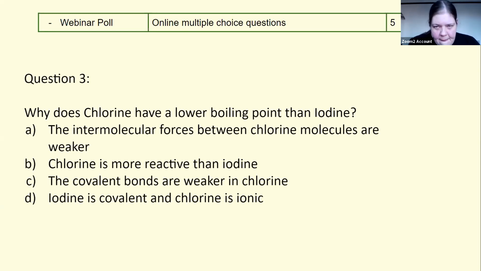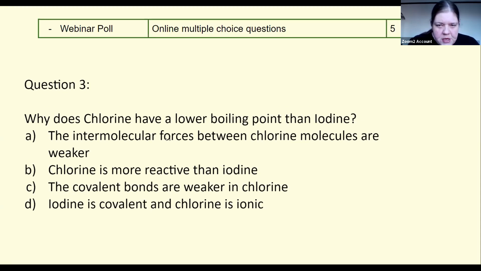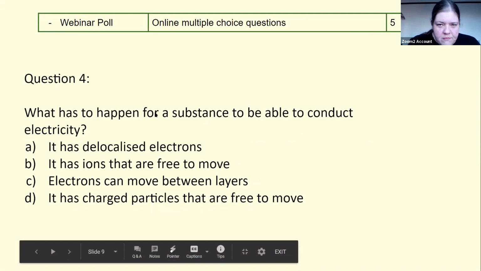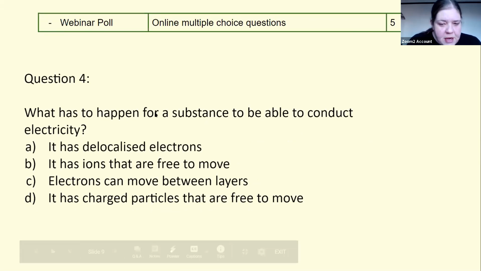Okay. Numbers have stopped going up there, so I'm going to end that one. And I'm going to share, and those of you who went for intermolecular forces are weaker are spot on. That means that chlorine is able to turn into a gas. It boils at a lower point than iodine, and that links into when I was talking about gases earlier. So your covalent molecules are going to be typically gases.